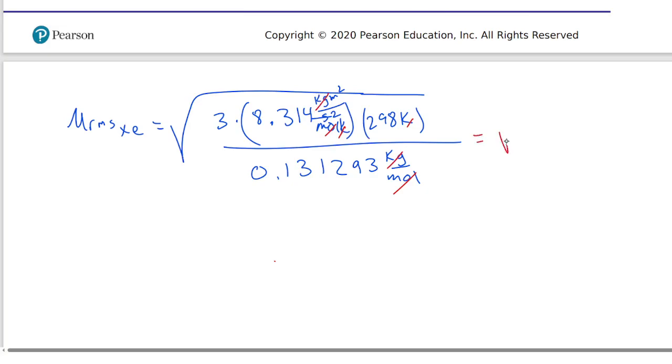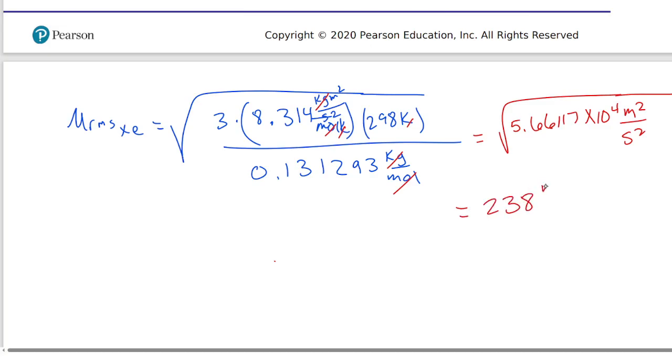So that gives us the square root of 5.66117 times 10 to the fourth meter square per second square. And that gives us a nu RMS of 238 meters per second for xenon at this temperature.